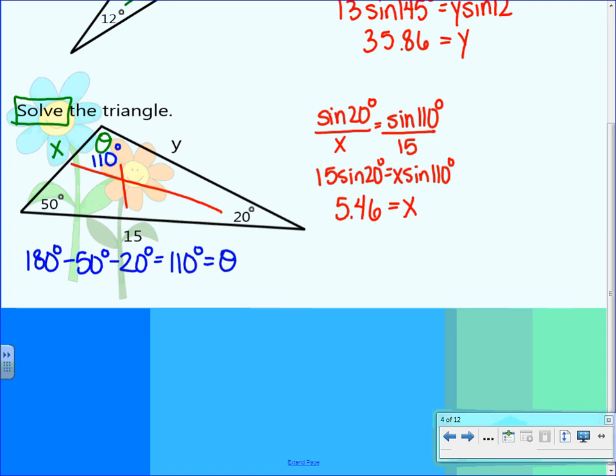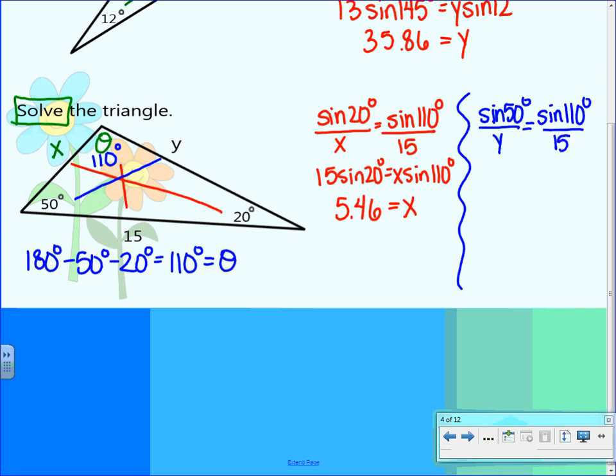All right, solving for y. Y is opposite 50 degrees, so that's going to make my first ratio, sine 50 over y. And then I need another pair. We actually know x already, but x is a value that we had to round, so I'm going to kind of stay away from that one. I'm going to use 110 and 15 for my other ratio because I know those are exact. So sine 110, again, over 15. Cross multiply to solve, so it's going to be y sine 110 equals 15 sine 50, and then again we're going to divide by sine of 110 on both sides to solve here.